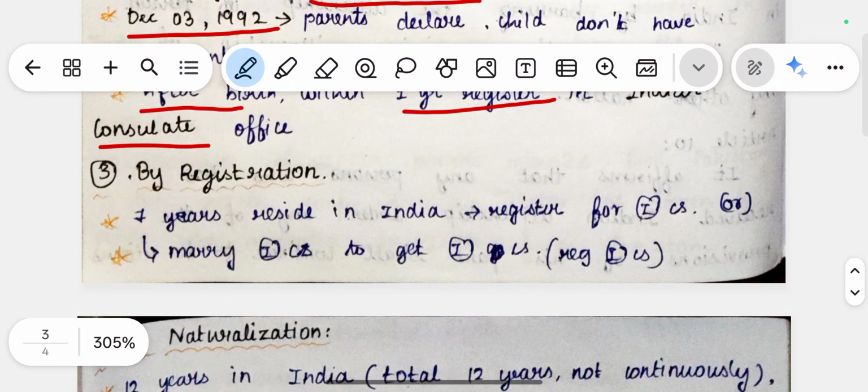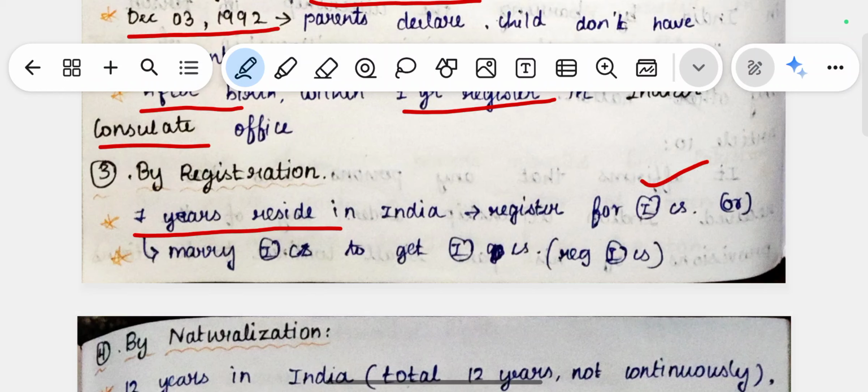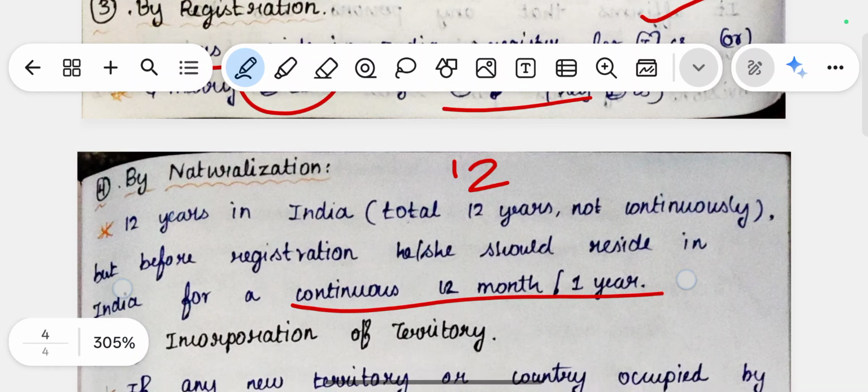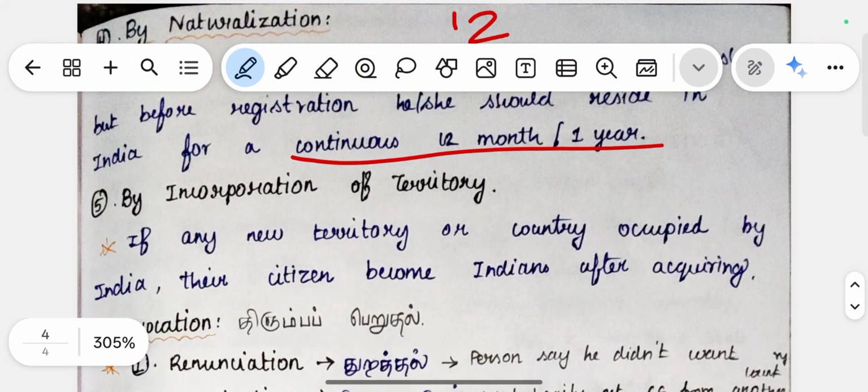The third one is by registration. If they have resided 7 years in India, they can register for Indian citizenship, and they should marry an Indian citizen to get it. The fourth one is by naturalization. They should have been 12 years in India, not continuously but in total. But before registration, they should have been in India for a continuous 12 months, which is 1 year.